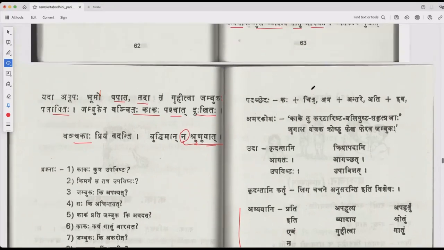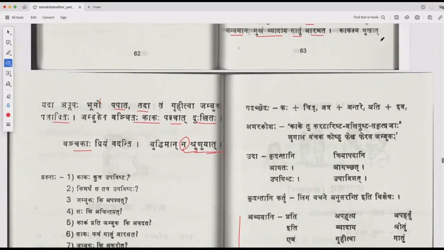So we've just gone through the lesson here as such. Next, in the next two lessons, we will go over some of the words that are in this lesson. Okay.